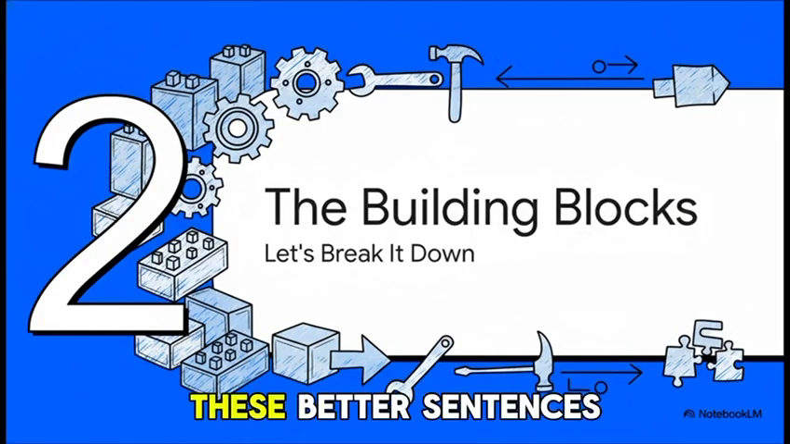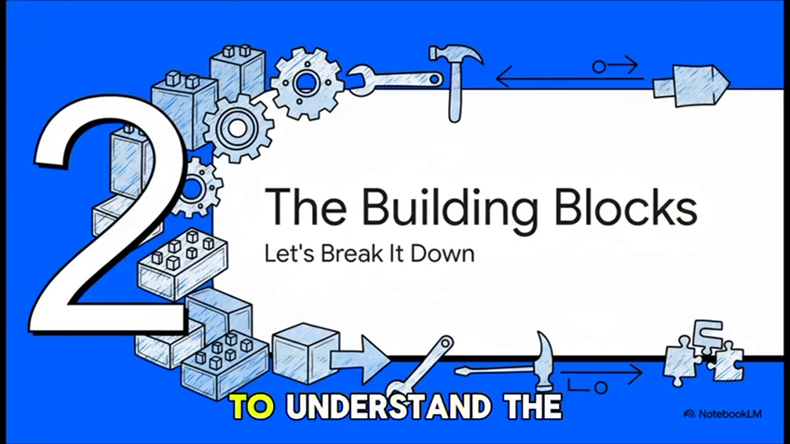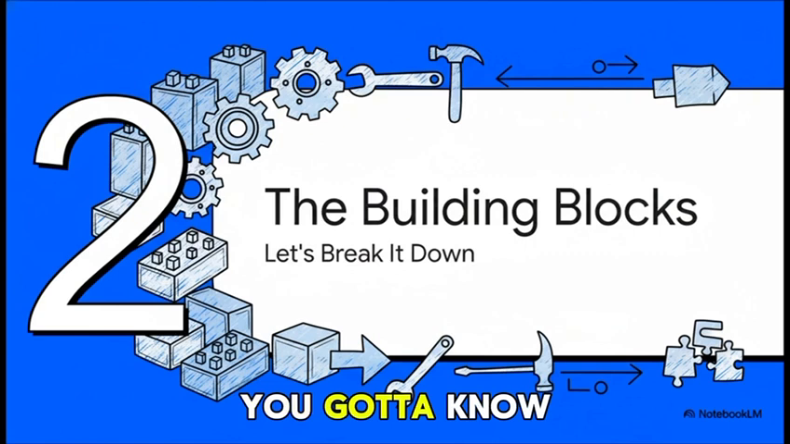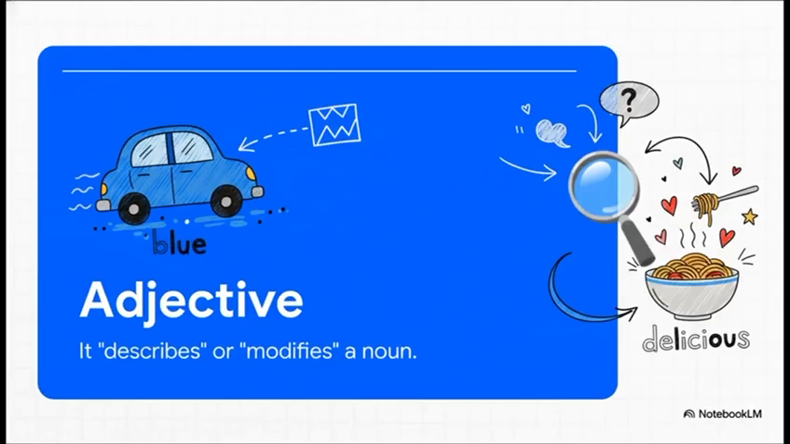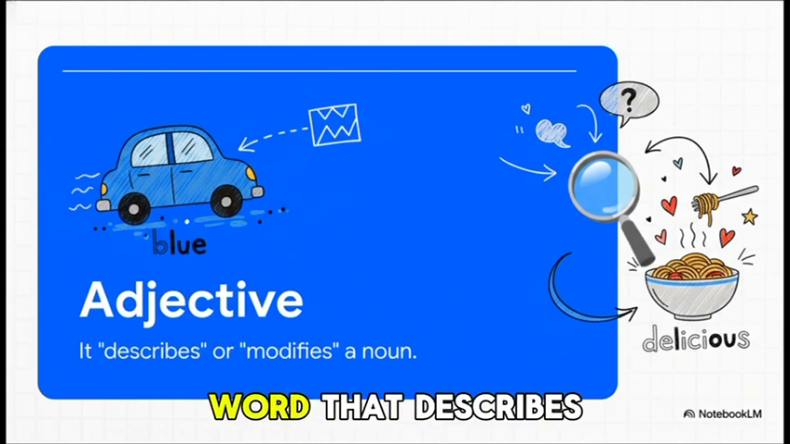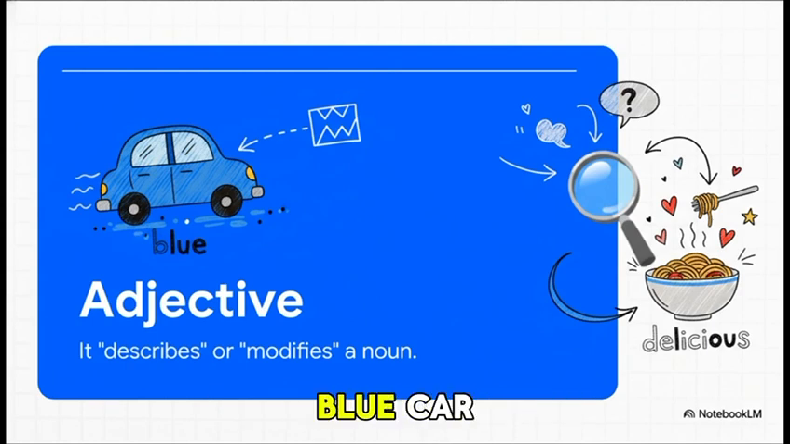Right, so to build these better sentences, we first need to understand the basic parts we're working with. Think of it like this. You gotta know the names of your tools before you can start building something awesome. First up, the good old adjective. You probably know this one. It's just a word that describes a noun. You know, a blue car, a delicious pizza. Its whole job is just to add a little bit of detail.